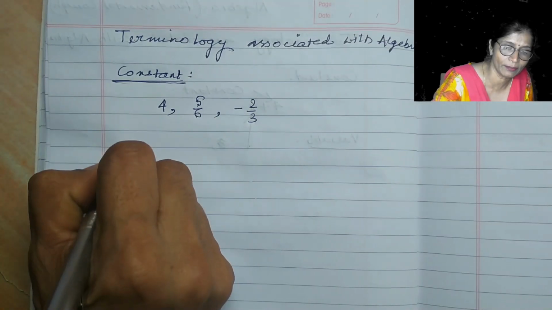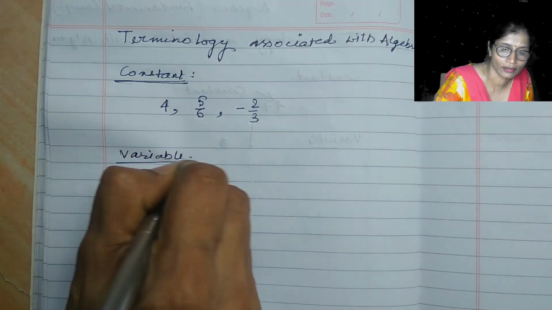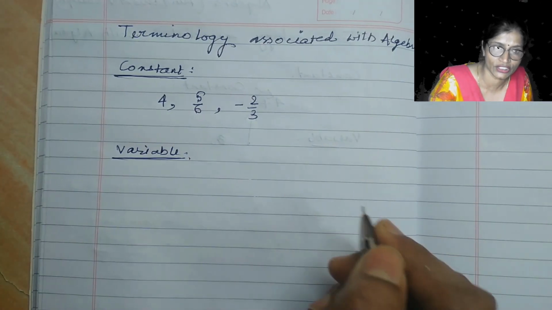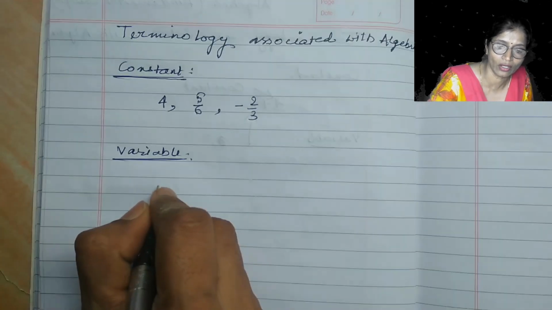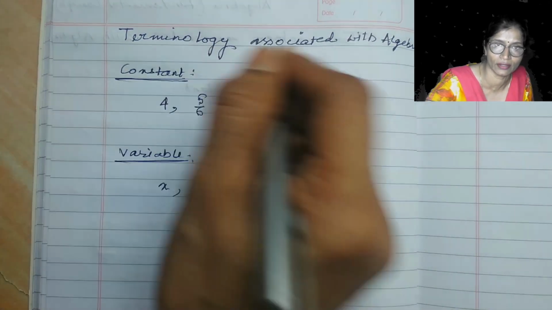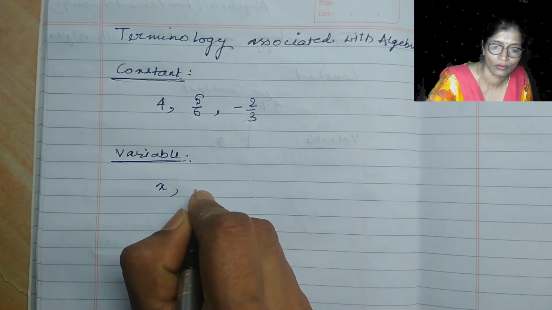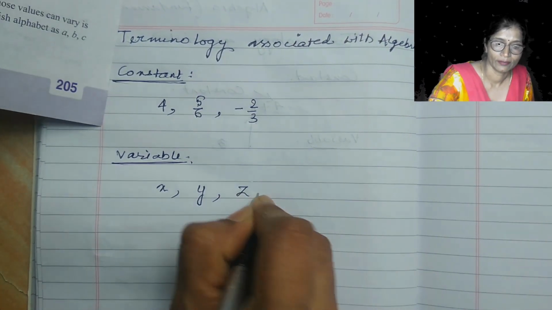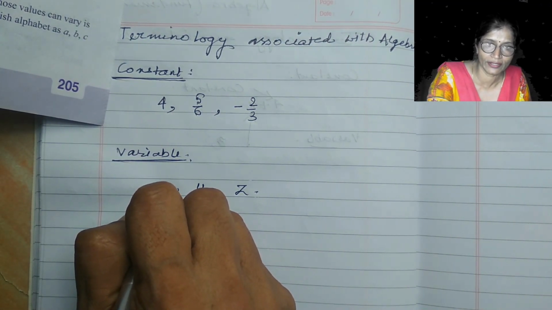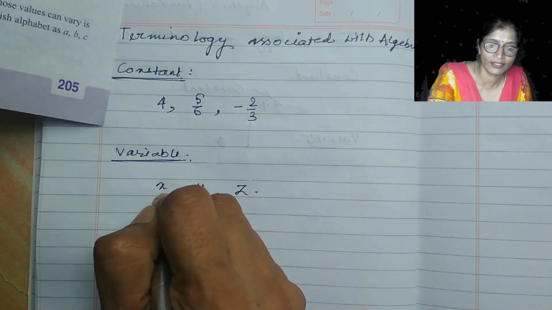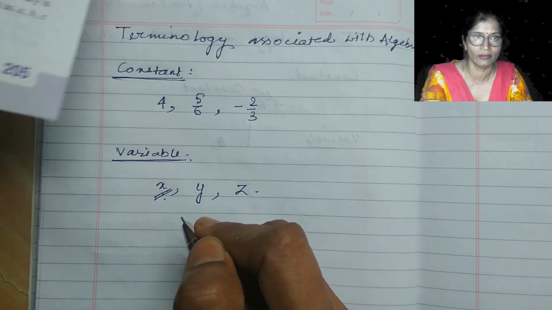But what is a variable? Variable means the value will change. If the value will change, then that is a variable. Like all the letters used in the field of algebra, they are variables, like x, y, z. Because the value of x, sometimes it is 2, sometimes you are taking 3. So it's not fixed. If it is not fixed, it is a variable.